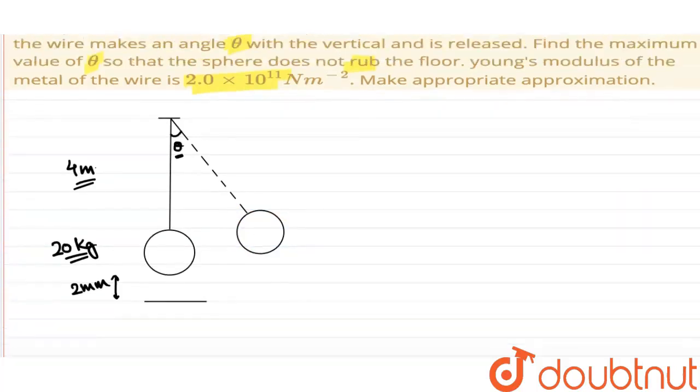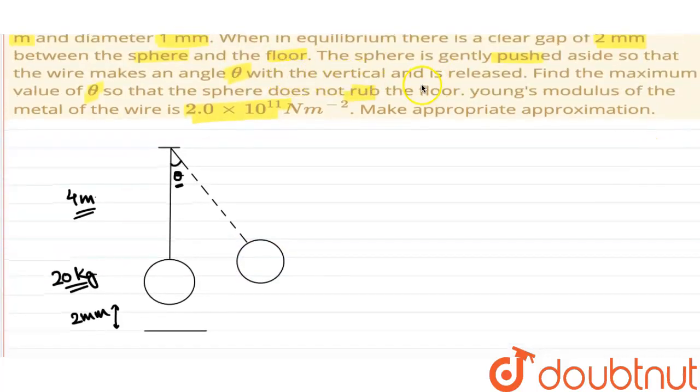such that when released with the vertical, it does not rub the floor. Okay. Find the maximum value of theta so that the sphere does not rub the floor. We have to find its maximum value.